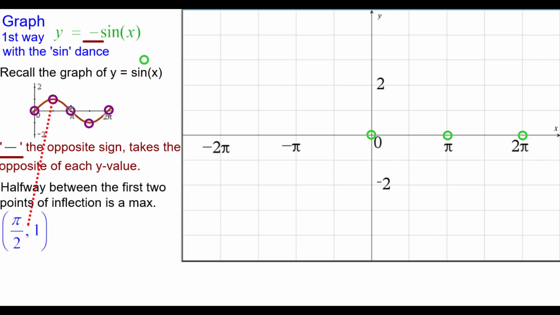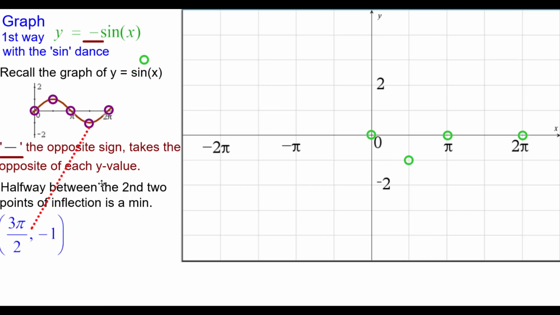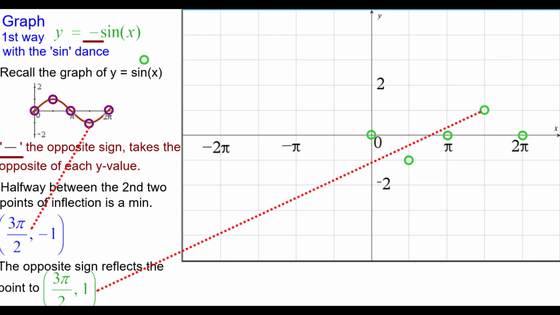Halfway between the first 2 points of inflection is a maximum, normally at pi over 2, 1. However, the opposite sign reflects the point to pi over 2, -1. Halfway between the second and third points of inflection is a minimum, normally 3 pi over 2, -1, but this one's going to take the opposite of the y value, 3 pi over 2, +1.